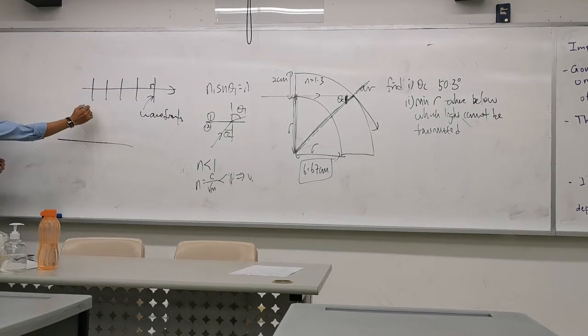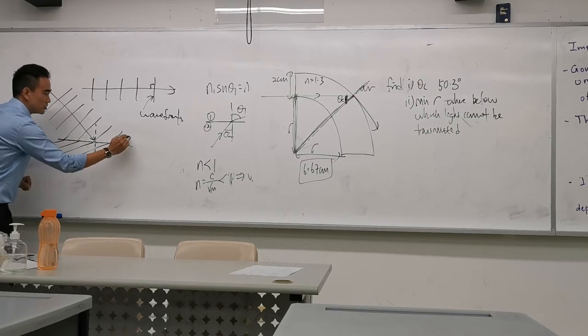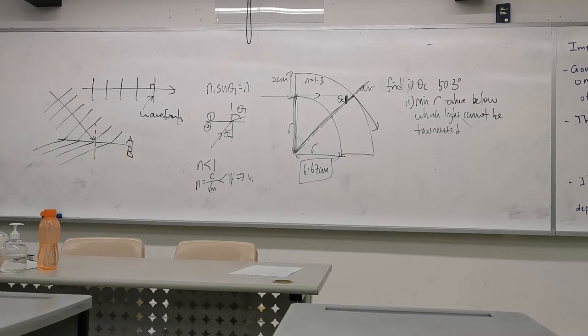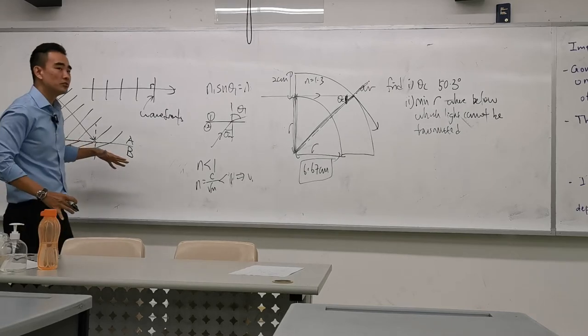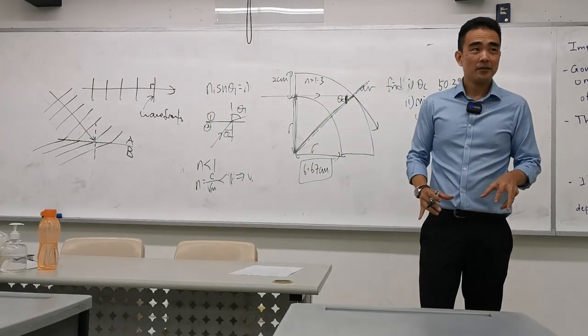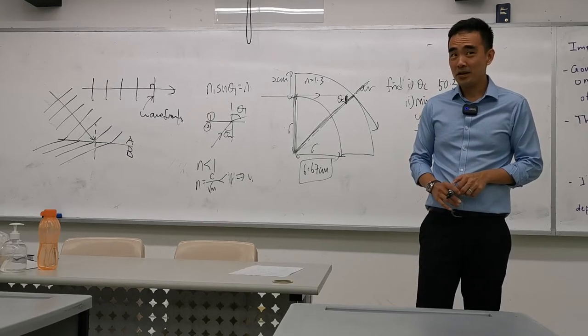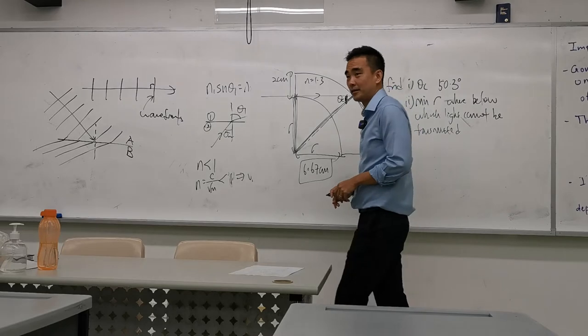So say for example, the wave comes in this way, and then it turns this way, and then it goes into this region. So region A, region B. The wave comes in from region A and enters another region, region B. Now if this is waves in water, in which region is the wave faster? A or B? A, why?